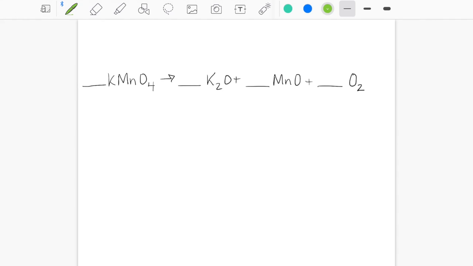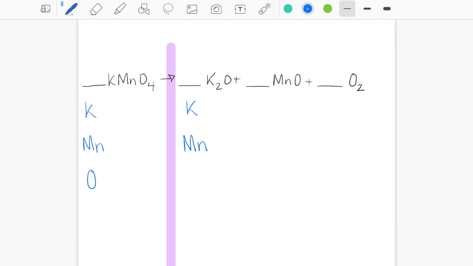All right, this is the last one that we're doing. Separate out my sides and list my elements. So I have potassium, magnesium, and oxygen.